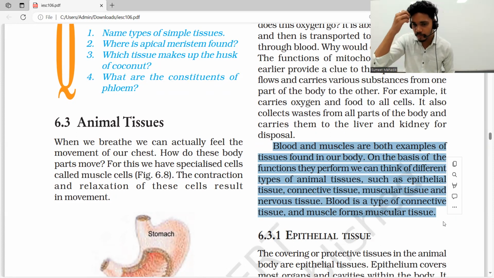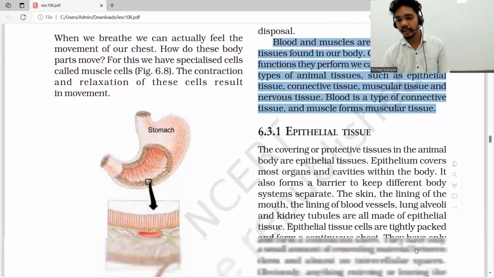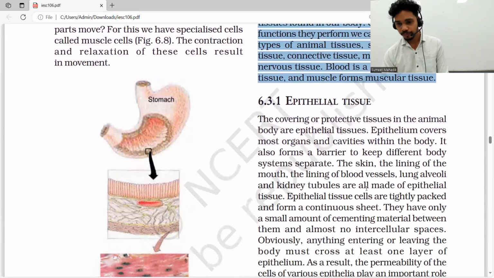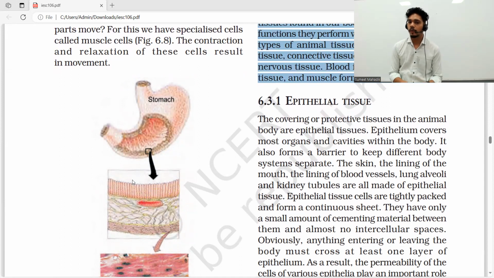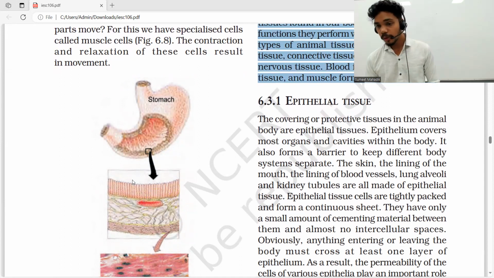First is epithelial. What is epi? Epi means above. The first one you are going to study is the epithelial tissue. So let's start with the epithelial tissues. Okay, so what are the epithelial tissues? Let's focus here. The covering or protective tissue in the animal body is called the epithelial tissue.